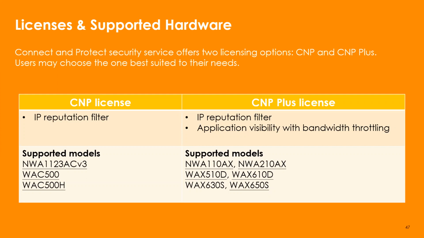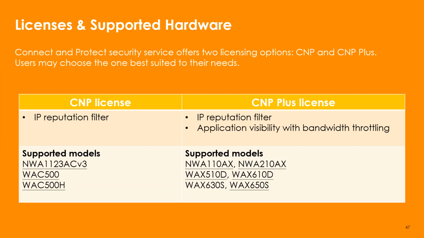And then we also offer CNP Plus, which is available on basically our Wi-Fi 6 access points, starting with the 110 and up. And this one gives you that IP reputation filter, but it also gives you the ability to do bandwidth throttling on an application basis, right? So we know what servers and applications are connecting to, so we can recognize those applications and create bandwidth rules just for specific applications. For instance, saying, hey, I want to block or bandwidth limit Netflix, so I don't have a bunch of users eating up all my bandwidth streaming videos, or YouTube or something like that.